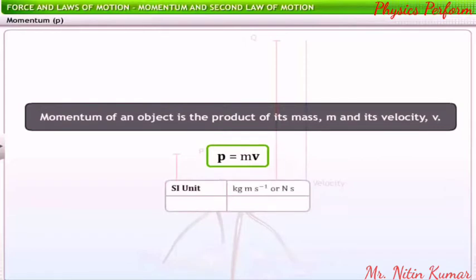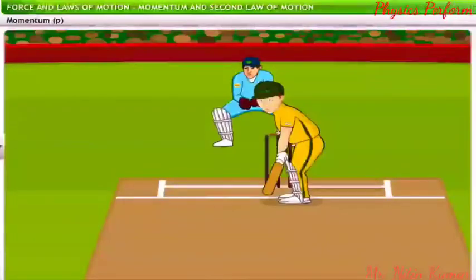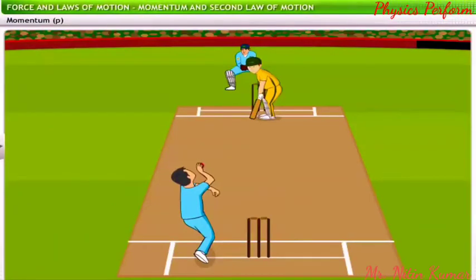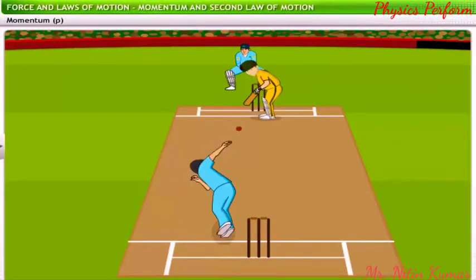Momentum is a vector quantity. It is measured in kilogram meter per second or Newton second in the SI system and in gram centimeter per second or dyne second in the CGS system. Because of its momentum, a fast-paced cricket ball can hit and hurt the batsman or the wicket-keeper if the batsman is not able to play the ball properly. That's why batsmen on the cricket field wear protective helmets and body pads to prevent possible injury.